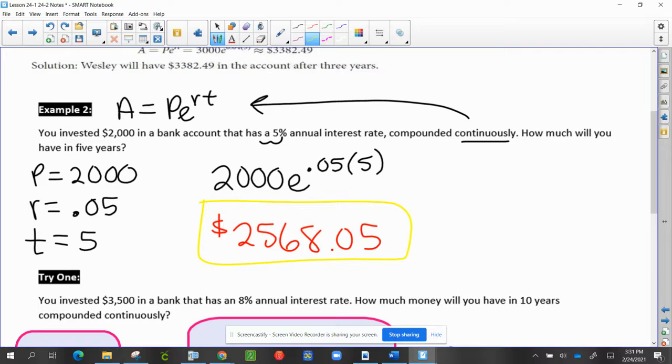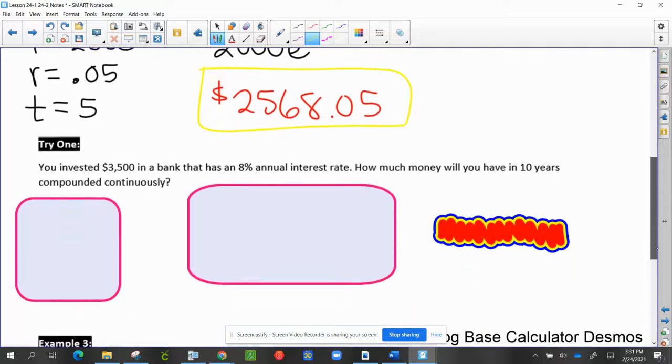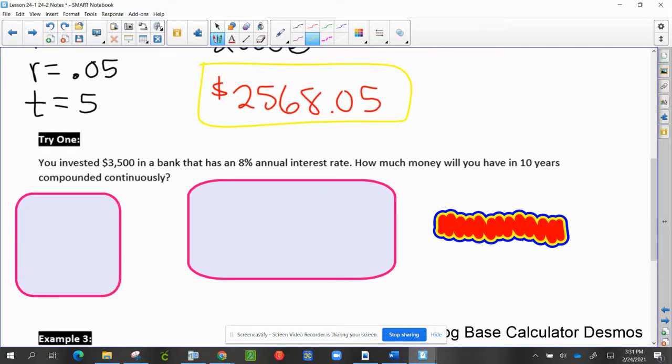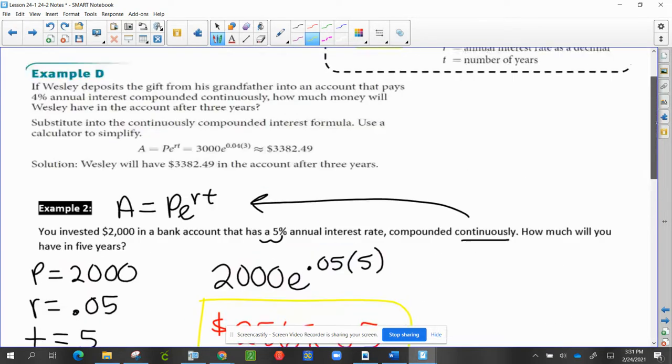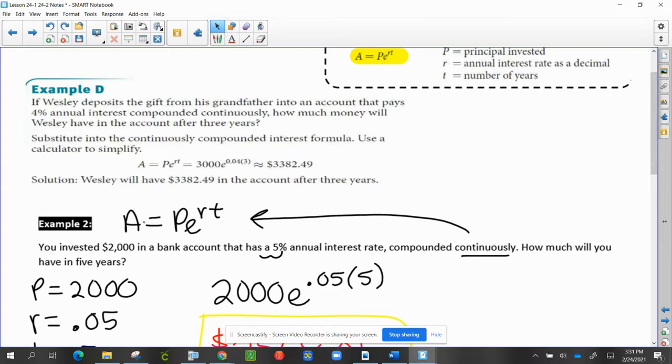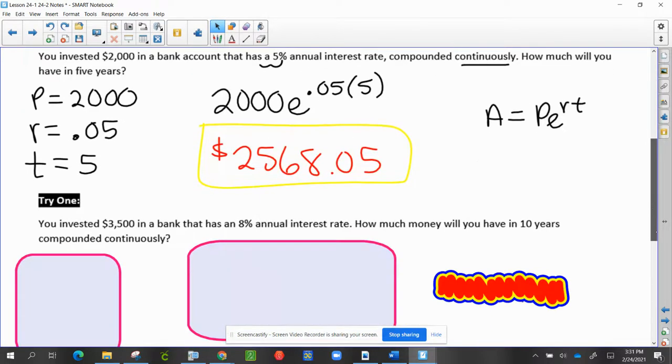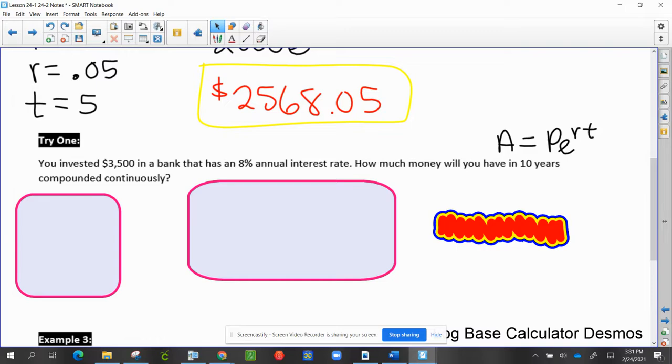There's not much to this equation. Most of it is just plugging in your calculator. So I'm going to have you try one on your own, and then we'll do example 3 here. In this one, you're investing $3,500 in a bank at 8% annual interest rate. How much money will you have in 10 years compounded continuously? Go back to your formula from the top, this PERT formula. I'll move it down so we can see it. There you go. Your principal times e raised to the r times t power. See what you get. After 10 years, how much money will you have in the bank?